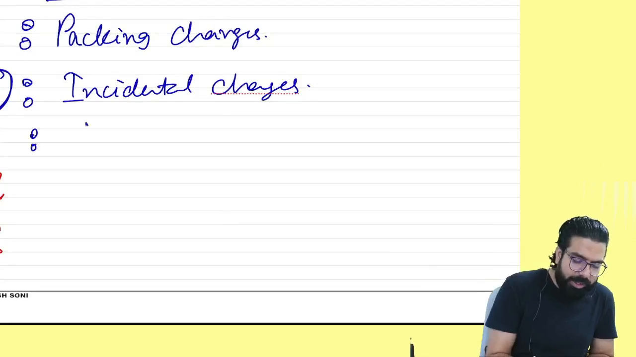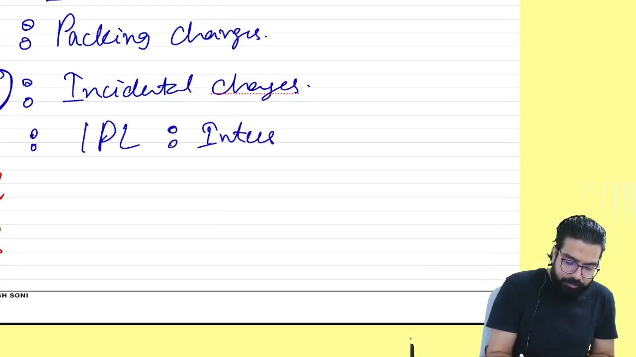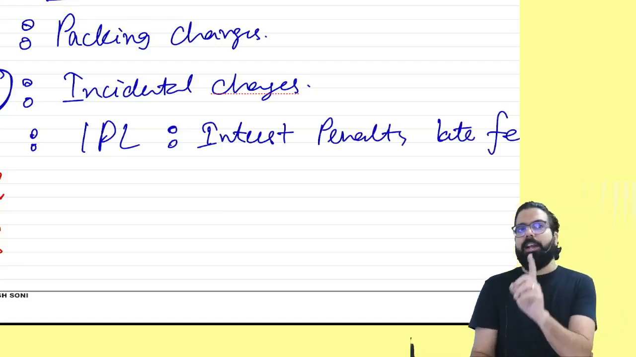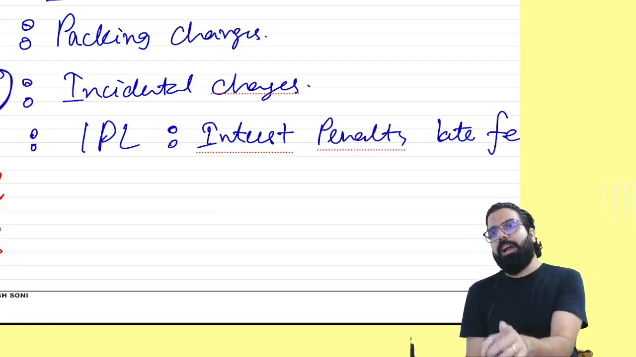The next one over here is IPL. I for interest and penalty and late fee. Always remember one thing: interest, penalty and late fee are always to be included in your value.